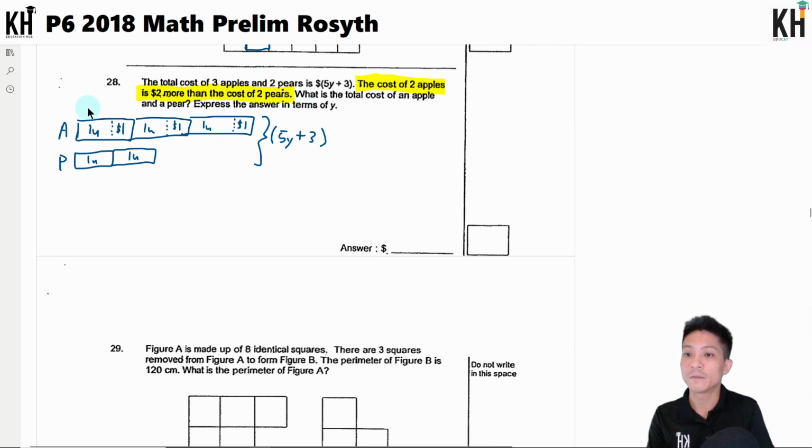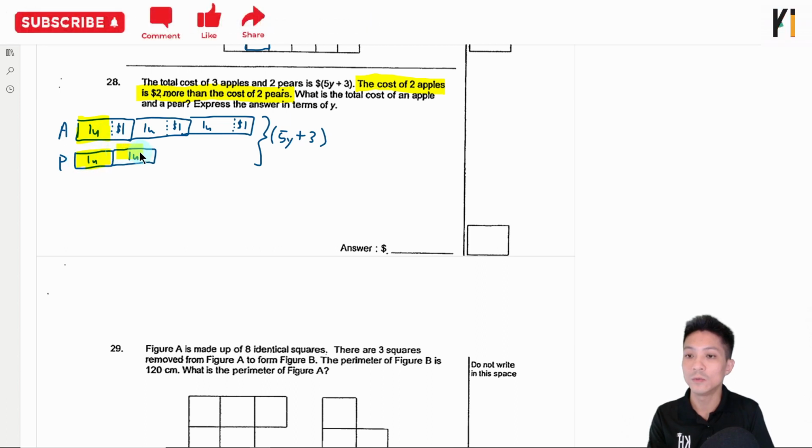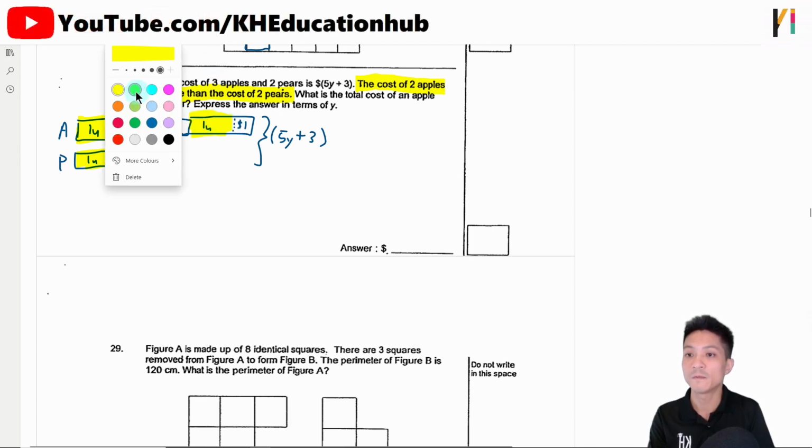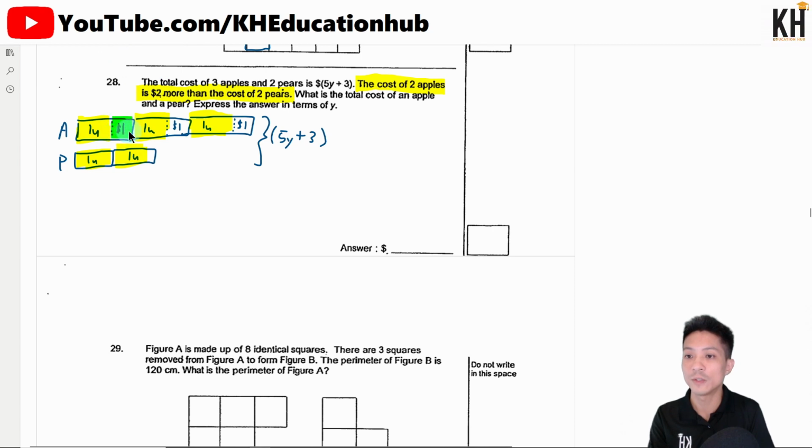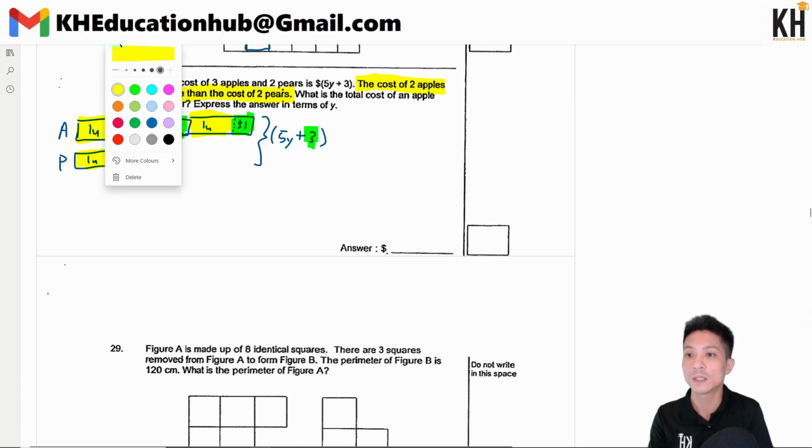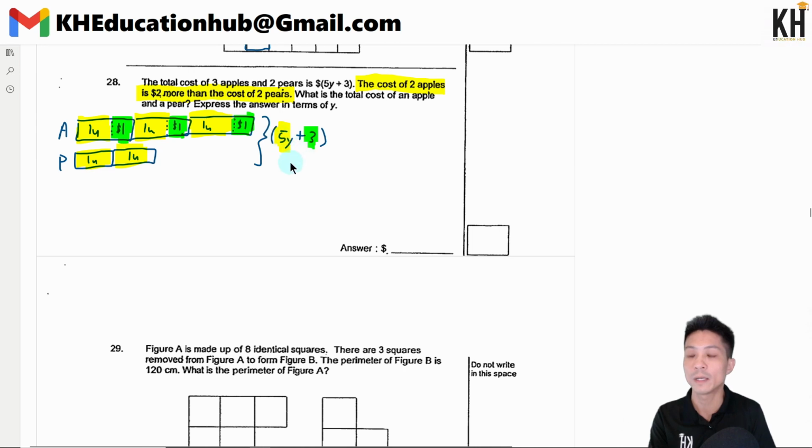Okay, if you look carefully, there are 1, 2, 3, 4, 5 units, right? And these 5 units plus another $3. So this is 1, 2, 3, which is just nice the same as the 3 here, and also just nice the same as the 5y here. So you can treat the 1 unit as a single y.